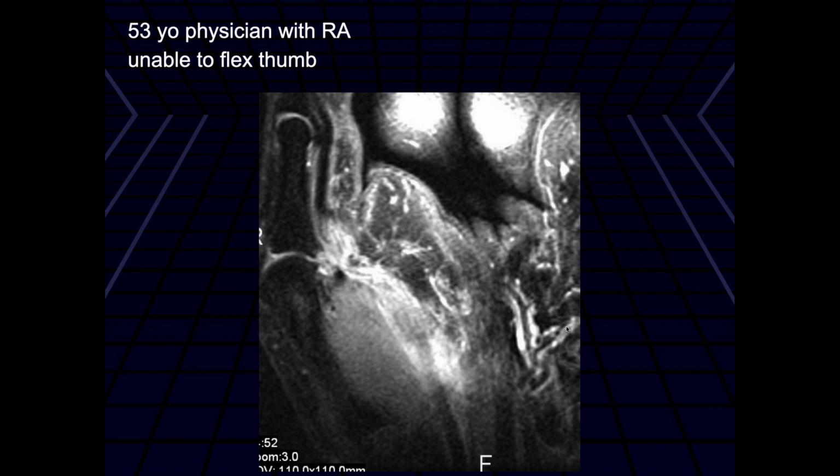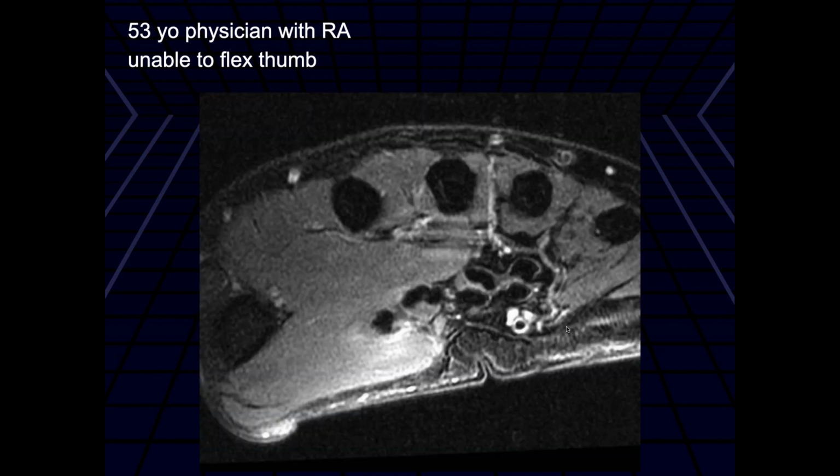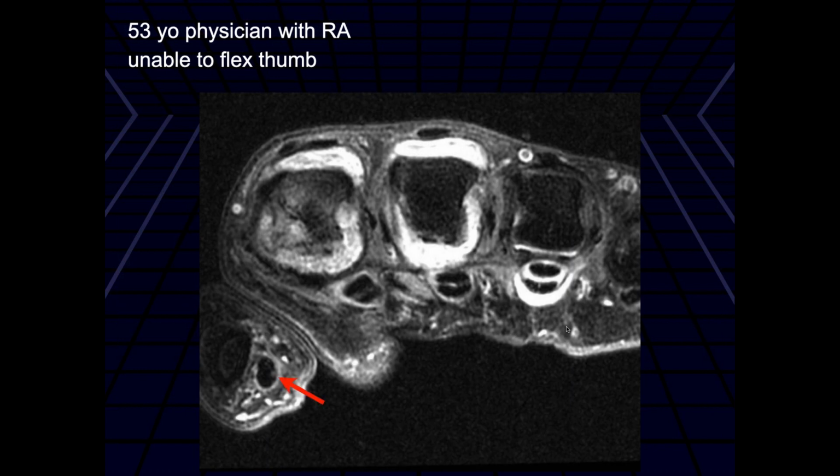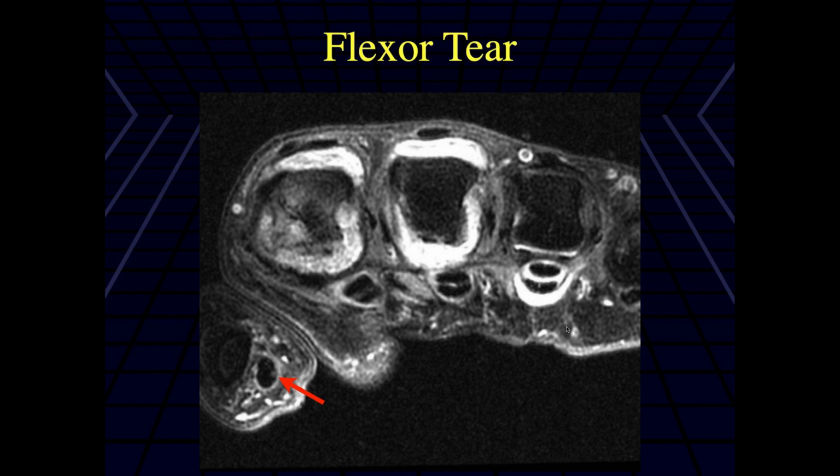So a 53-year-old physician with rheumatoid arthritis unable to flex the thumb. Here. Looks like there's complete tear of, I think both tendons, but definitely the deep flexor tendon is torn. Yeah, in the thumb there's only one. Right, yeah, sorry. The flexor pollicis longus is torn, and you can't see it there. And there's some edema of the abductor muscle there as well previously, but you can see it reconstitute distally. And then there's also tenosynovitis of the fourth digit flexor tendons.